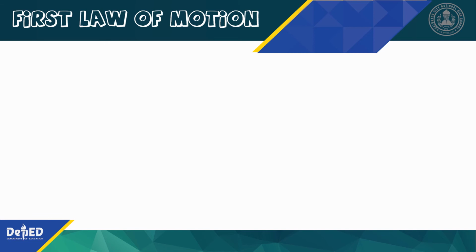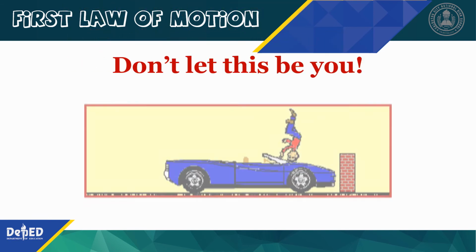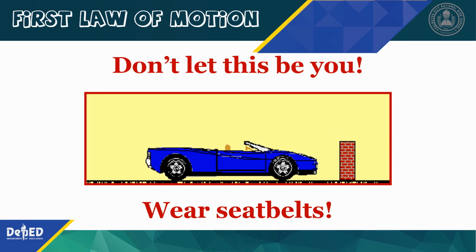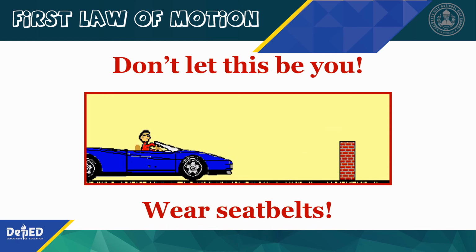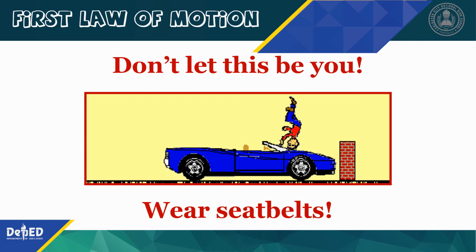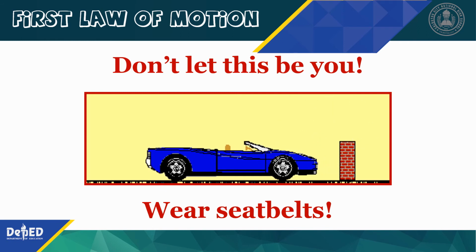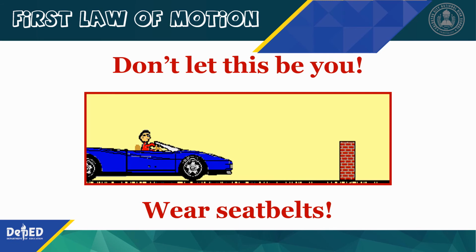Because of inertia, objects including you resist changes in their motion. When a car going 80 kilometers per hour is stopped by a brick wall, your body keeps moving at 80 kilometers per hour. So it is important to always wear your seatbelt.